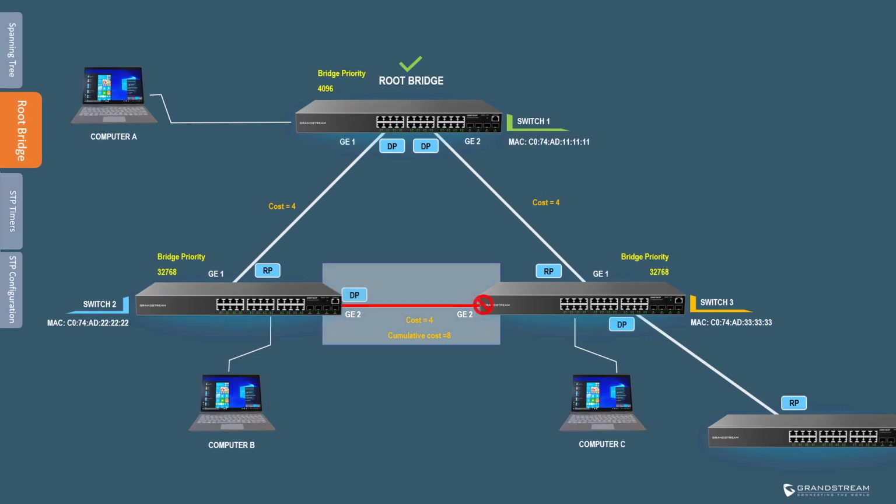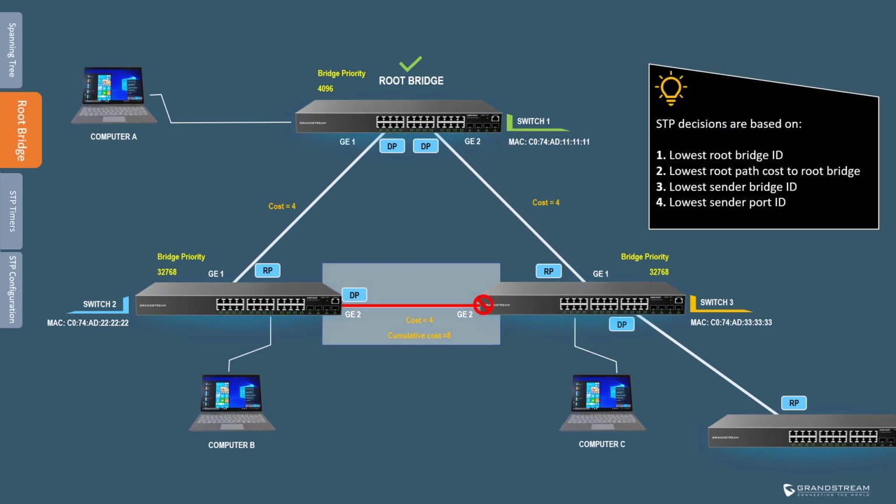For the network to complete its convergence and become loop-free, spanning tree protocol needs to define the state of the ports on the redundant link. Spanning tree protocol will elect one port to become the designated port and the other port will enter the blocking state. STP will decide the state of the port based on these conditions shown here.